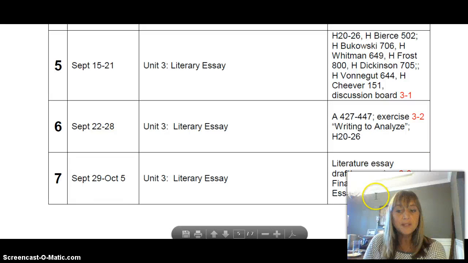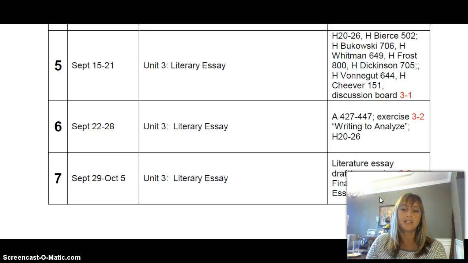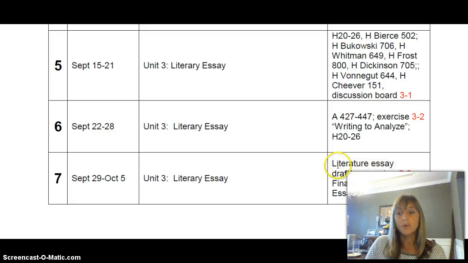This week, then, we're going to be completing the worksheet that I briefly mentioned last week, and this is going to help lay the foundation for our literary essay. So this week, here's what you've got due. This is the only item, right here.